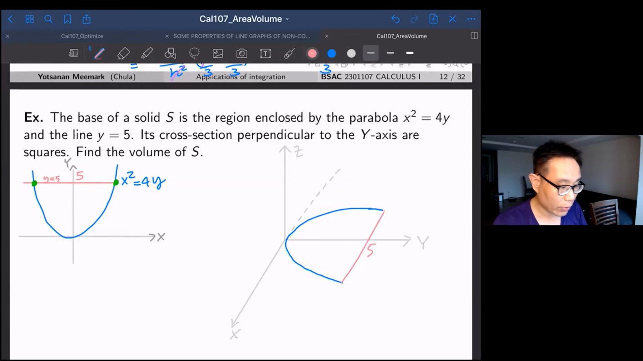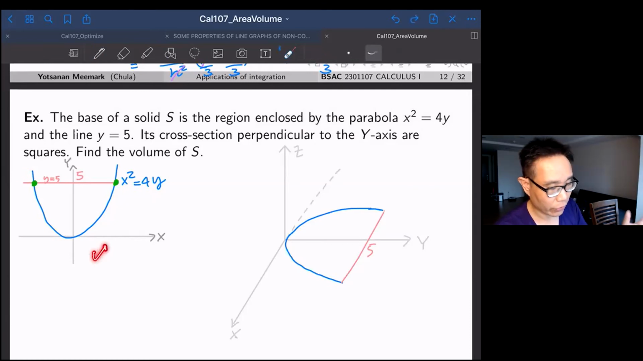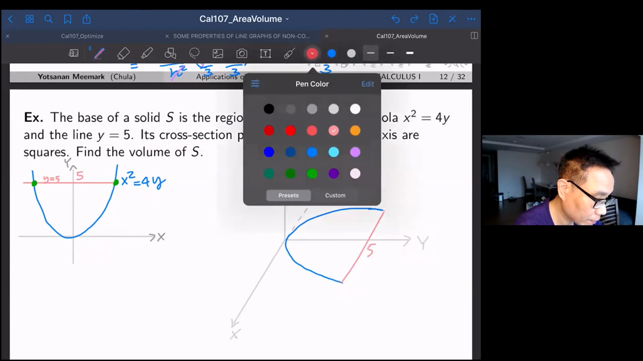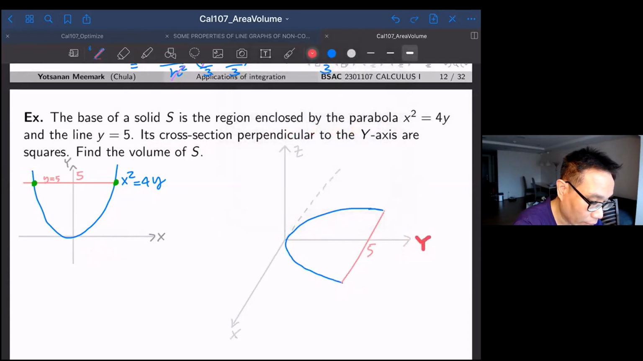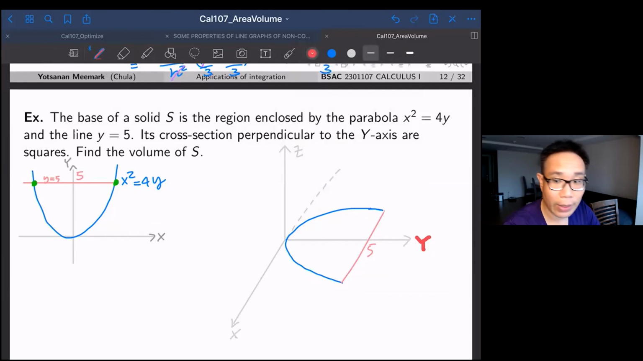So you see that you have this picture in 2D, and when you flip this one on the floor, this is the same picture. And you have the cross section perpendicular to the y-axis. So you see your y-axis is here. Let me emphasize this one. You have your y-axis here, and the cross section perpendicular to this y-axis is a square.